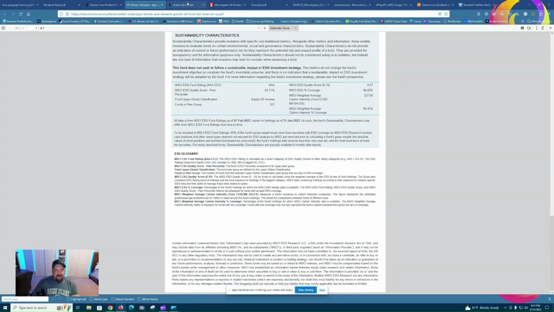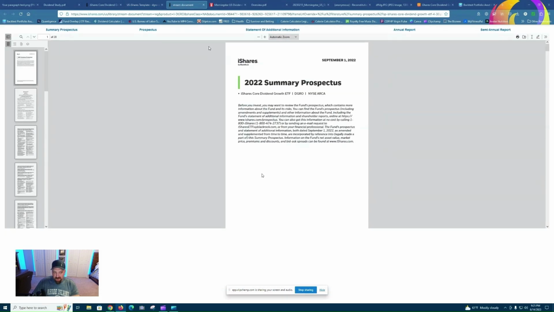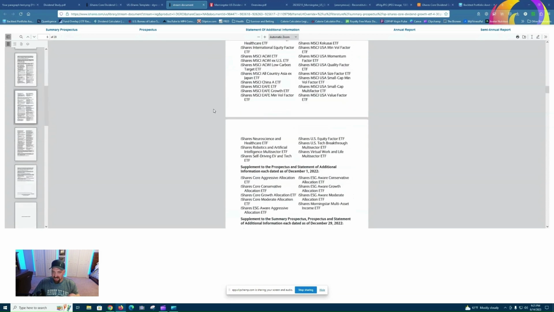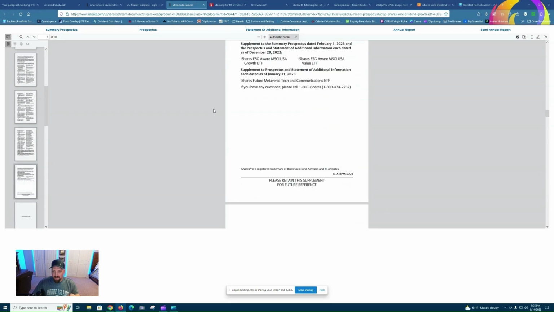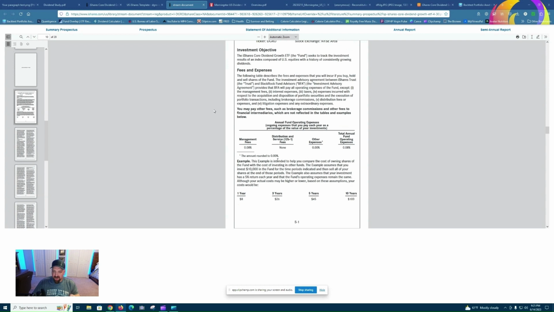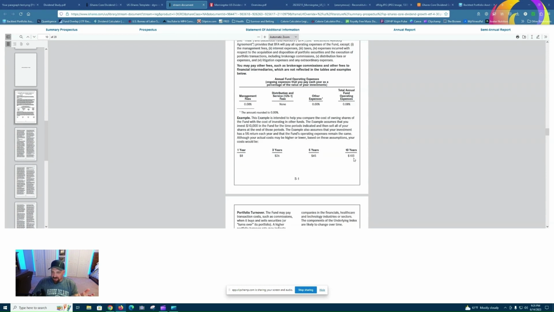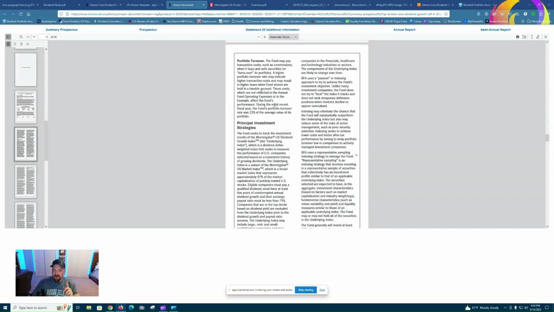Here's some other information. So here's the prospectus. A couple things: this is the summary prospectus, not the full one. So some highlights I would show you. Here's the expenses again, 0.08%. Hypothetically, if you own this for 10 years, you'd only pay a grand total of $103 per $10,000. So that's just great.